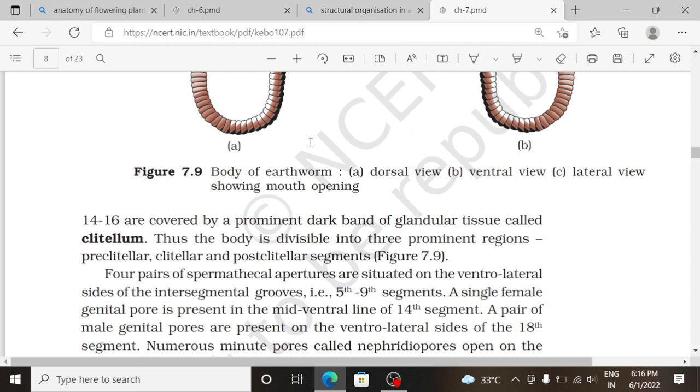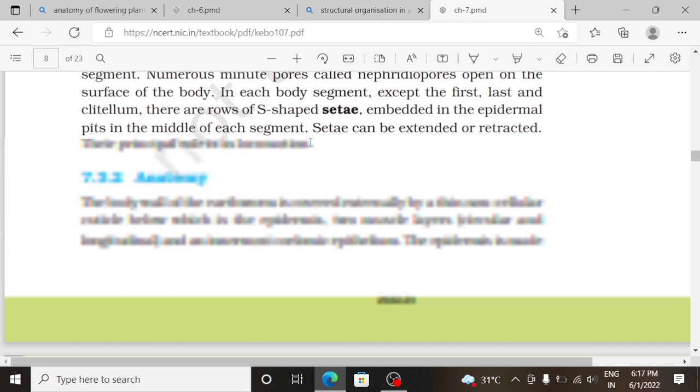Thus the body is divisible into three prominent regions: preclitellar, clitellar and postclitellar segments.